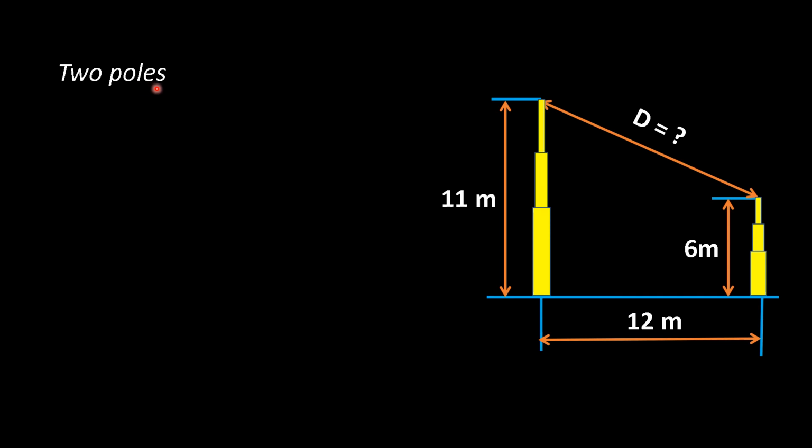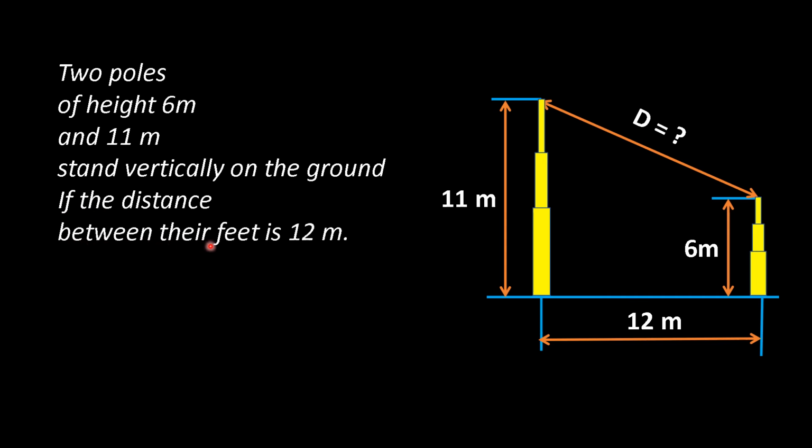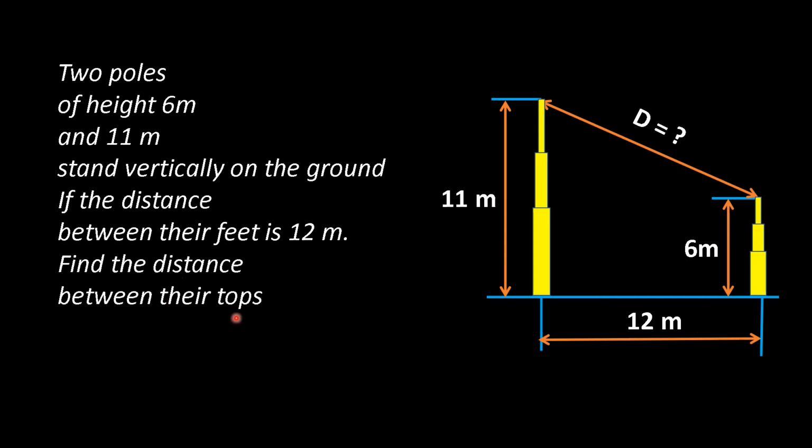Two poles of height 6 meter and 11 meter stand vertically on the ground. If the distance between their feet is 12 meter, find the distance between their tops.